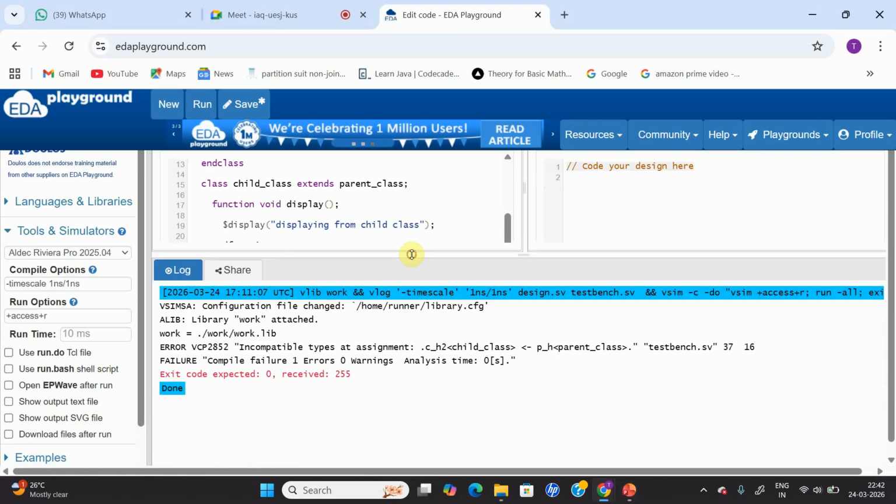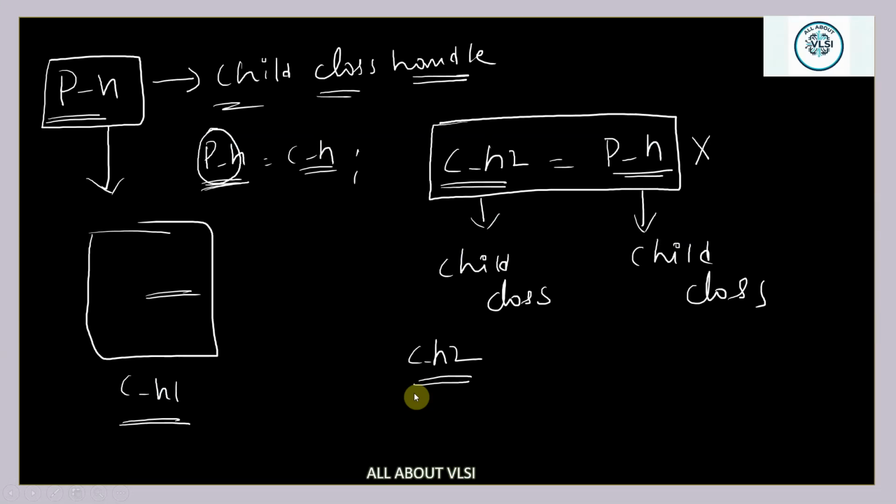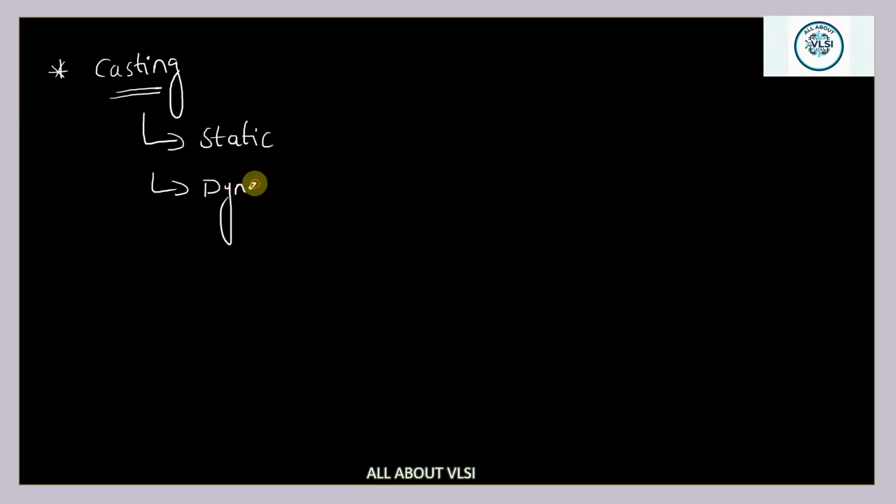If you carefully observe, we are not getting a compile time error. We are going to get a runtime error. Now, how to fix this particular error? We are going to fix it using a concept known as casting. Casting is divided into two types: one is static casting and another is dynamic casting.